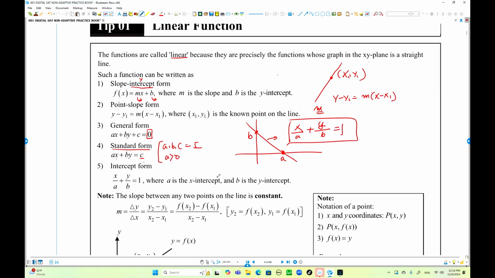The property of a linear equation is that the slope between any two points is always a constant. It doesn't change. Between the points, there must be a line. If we have 2 points, the linear relationship is already a line. This is x1, y1 and this is x2, y2. The slope is always a constant: y2 minus y1 over x2 minus x1, change in y over change in x. But if this is a curve, that is not linear.